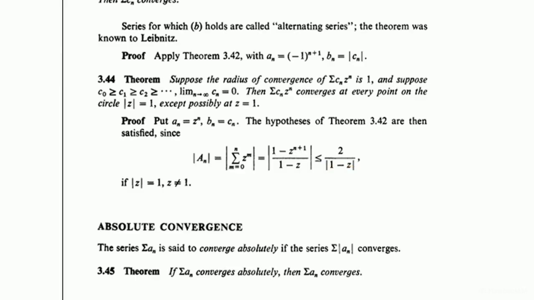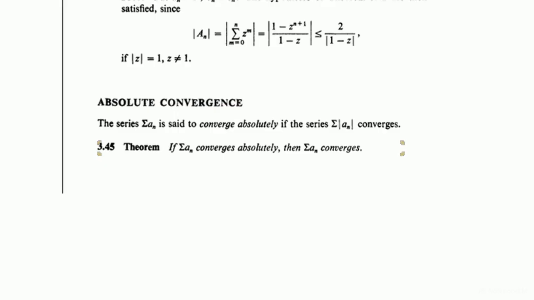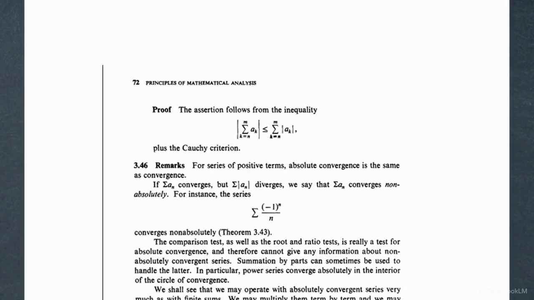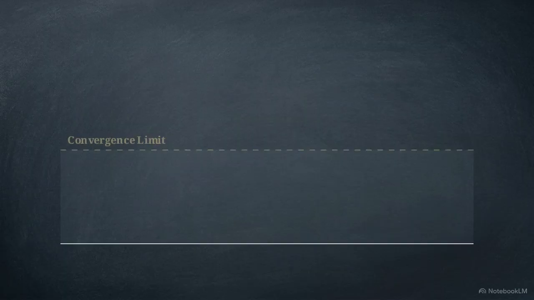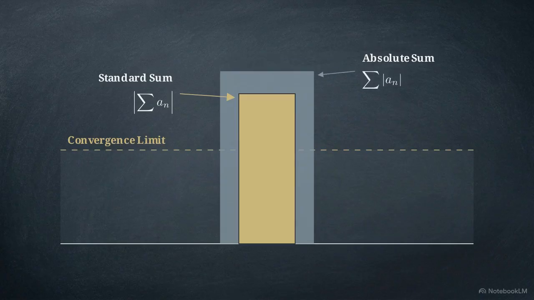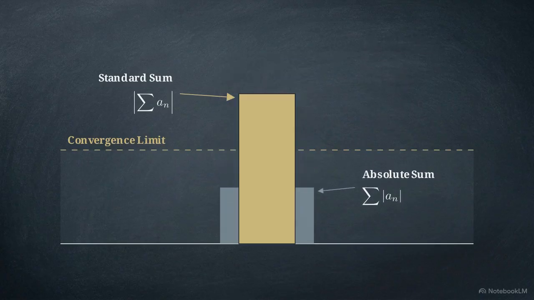Finding these strict bounds leads directly into Theorem 3.45 and the definition of absolute convergence. If the sum of the absolute values of a series converges, then the standard version of the series is absolutely guaranteed to converge as well. The proof for this relies on the Cauchy criterion and the triangle inequality. As shown in the top inequality here, the absolute value of the entire sum can never exceed the sum of the individual absolute values. If the larger absolute sum meets the criteria for convergence, the smaller standard sum must comply.